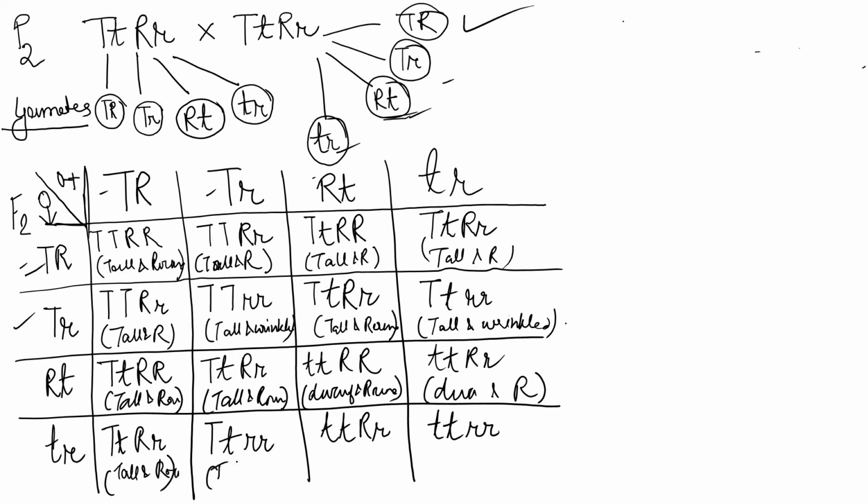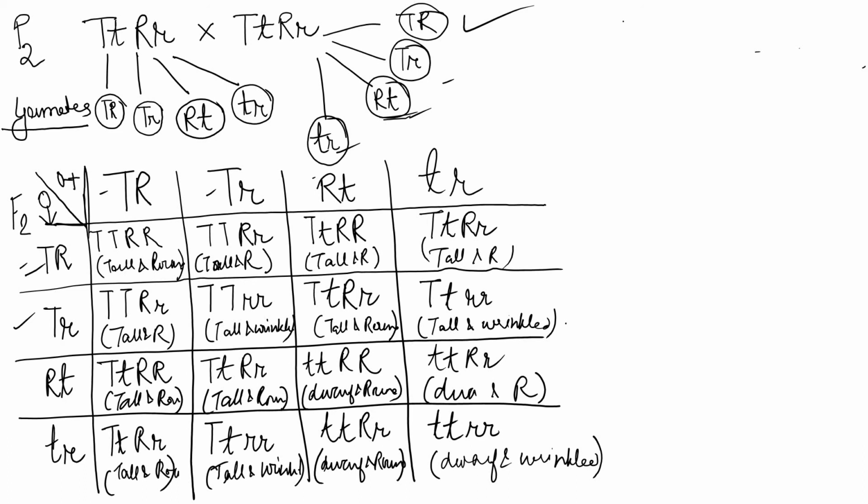This one will be tall and wrinkled, dwarf and round, and this one will be dwarf and wrinkled. See how easily we can find out the phenotype, that is how the plant will look, by just knowing the genetic code or genotypes. Okay, now till this much it's done.